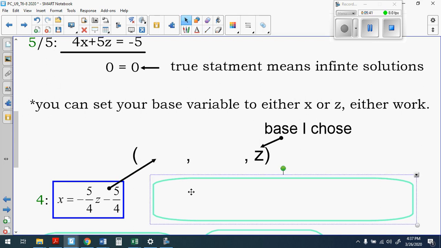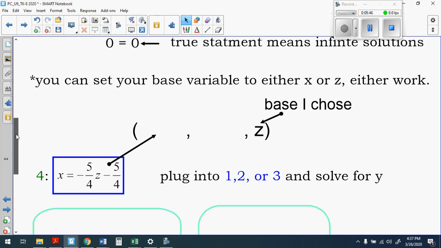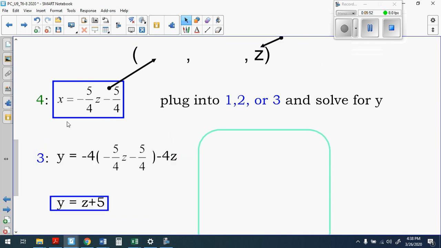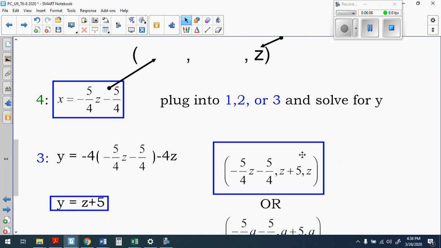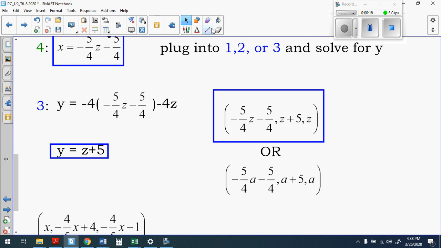Okay, and now I need y. To get y, I'm going to have to plug the x into equation 1, 2, or 3, and then solve for y. Equation 3 is pretty nice because it's already in terms of y. So I plugged x into the x, and I now get y in terms of z. So in the end, notice how my base z is just z, and x is this, and y is this.